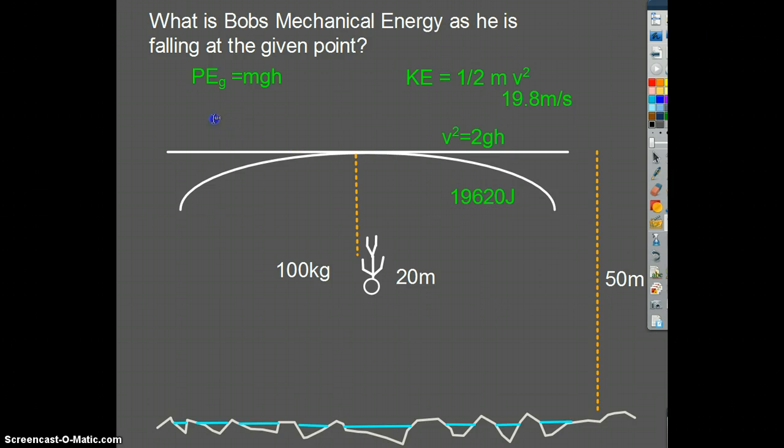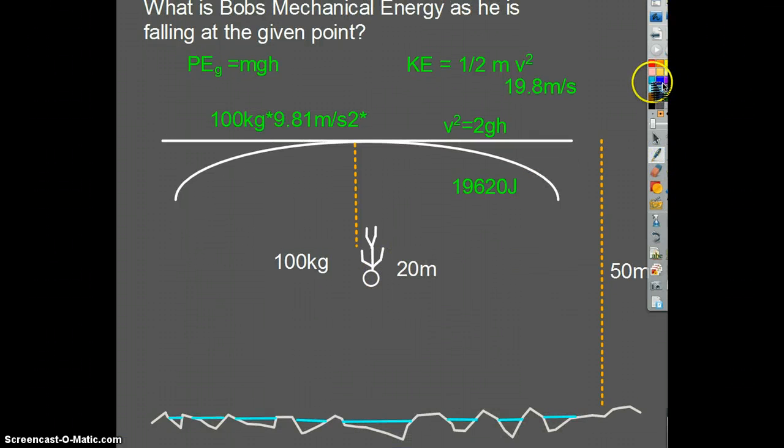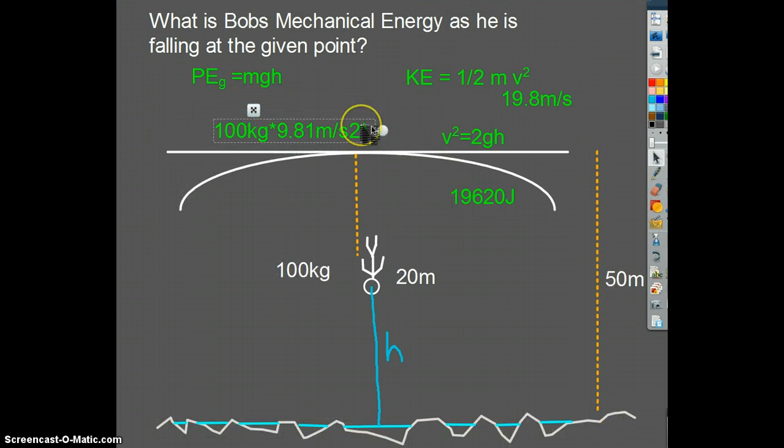Now let's do his potential energy. So 100 kilograms times 9.81 meters per second squared, times, now here's height. For the height, we need to look at how high above the water Bob currently is. If he's fallen 20 meters from a 50-meter bridge, his height is 3 meters. That's Bob's height. So let's plug that in. And not 3, oh my goodness, 30 meters.